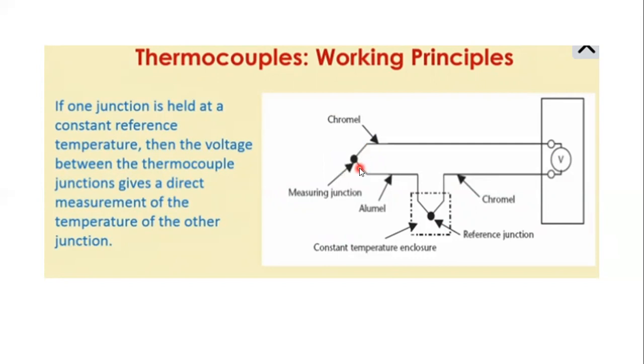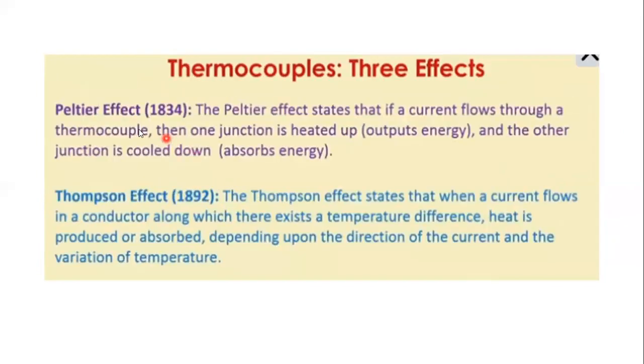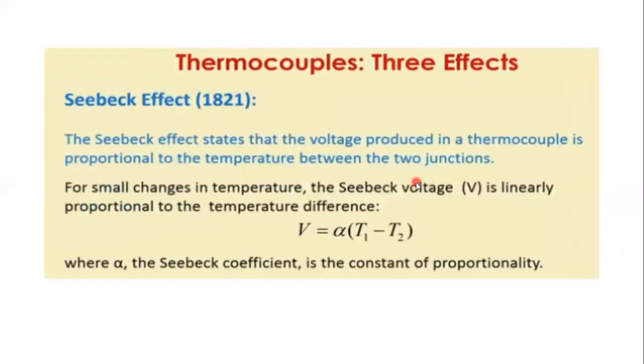Okay, so now the two temperatures become different. We know that according to the principle of a thermocouple, when the temperature at each junction is different, it will produce an EMF across that loop. So the voltmeter will read an electromotive force which corresponds to the change in temperature at these two junctions. The working principle of the thermocouple is explained by using three effects, that is the Seebeck effect, the Peltier effect and the Thomson effect. Okay, so by using these three effects, we can explain the working principle of this thermocouple.